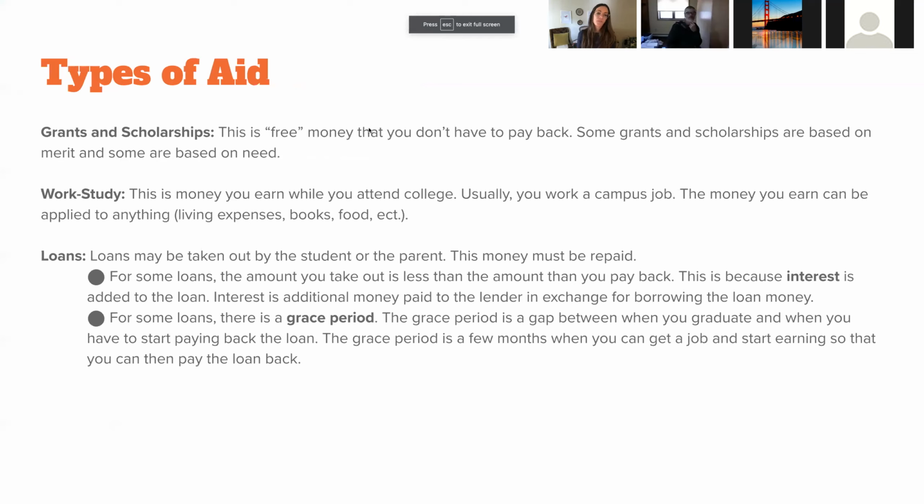So there are three main types of aid that you'll see. Grants and scholarships, which don't need to be repaid. This is gift money. Grants are typically based on need, scholarships typically based on merit. Maybe they'll consider need as well. But there are a lot of scholarships out there. Like if a family is not eligible for need-based aid, there are a lot of scholarships that exclusively just look at merit. And I can help you all figure that out.